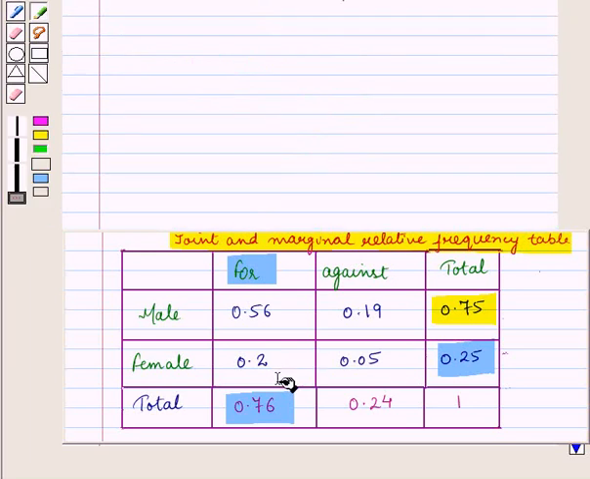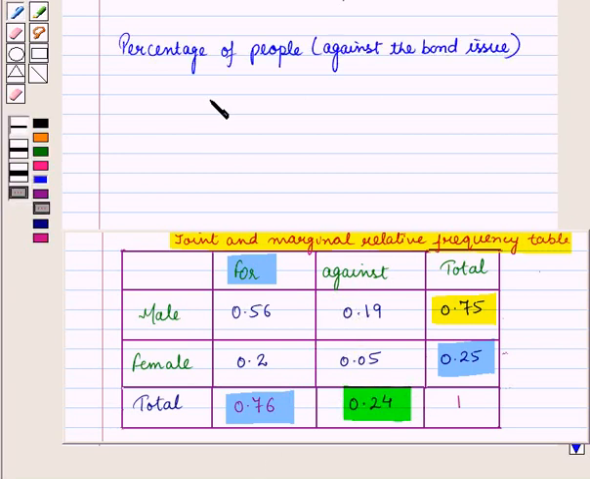Also, the marginal relative frequency in column 2 is 0.24. So percentage of people against the bond issue is equal to 0.24 into 100, which is equal to 24%.